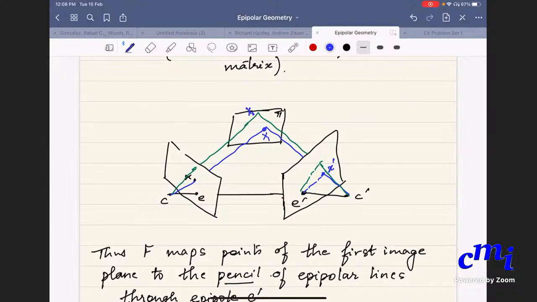But the important thing to note is that for various points in the image, you will have various epipolar lines here. But all those epipolar lines will pass through the epipole. And the set of all these lines that pass through the epipole is called a pencil. It's a family of lines passing through E. So it's called a pencil.